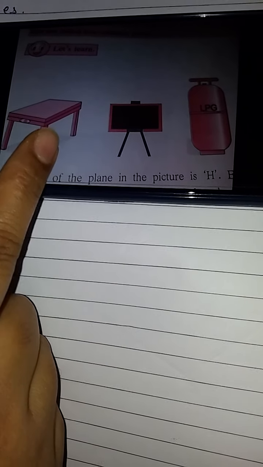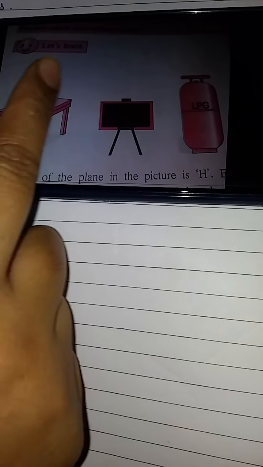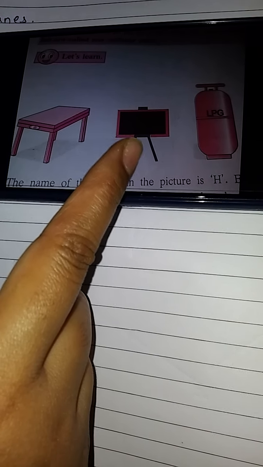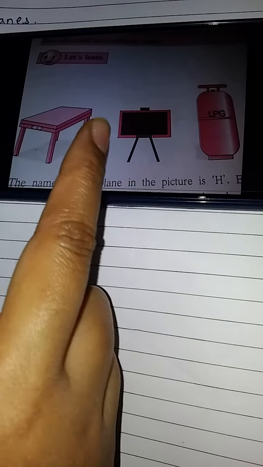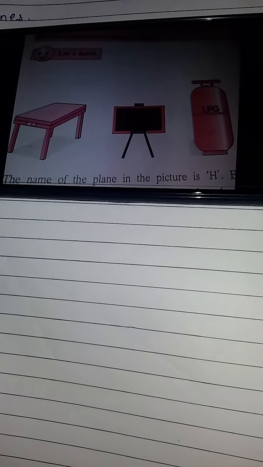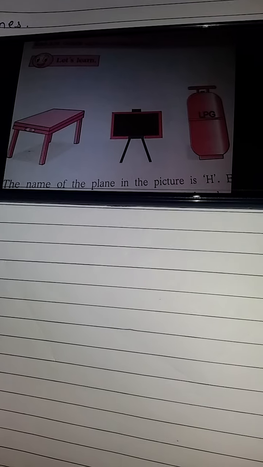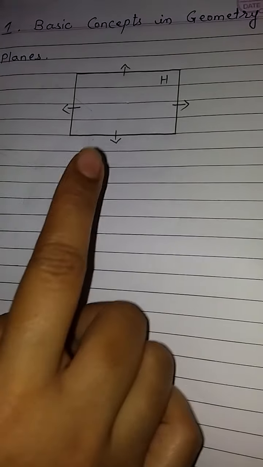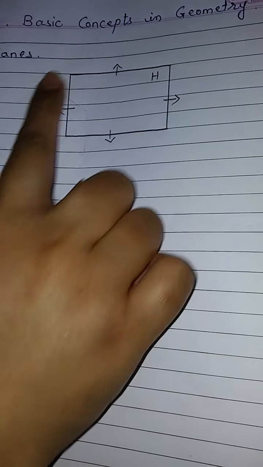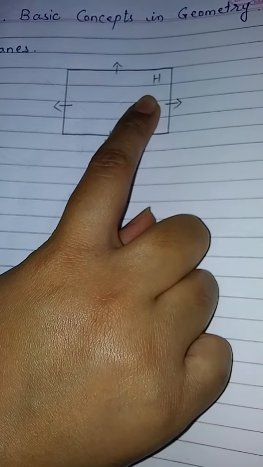Means in this first picture, this is a table and its surface is flat. In the second picture, this is a blackboard and its surface is also flat. In mathematics, a flat surface is called a plane. Now see, this is a plane. The name of this plane is H.